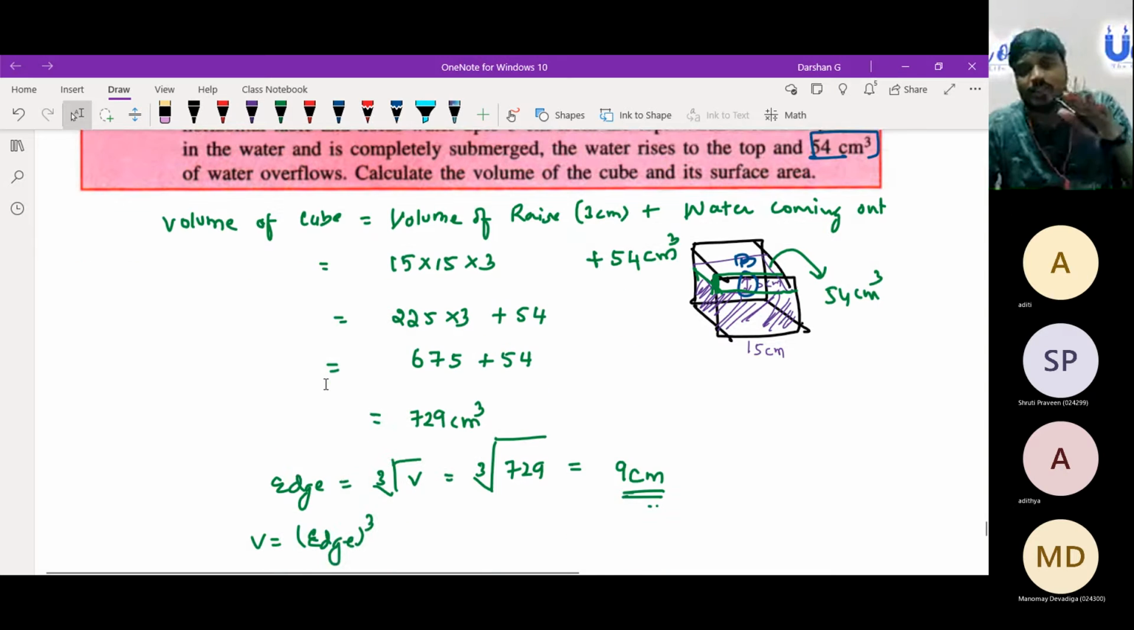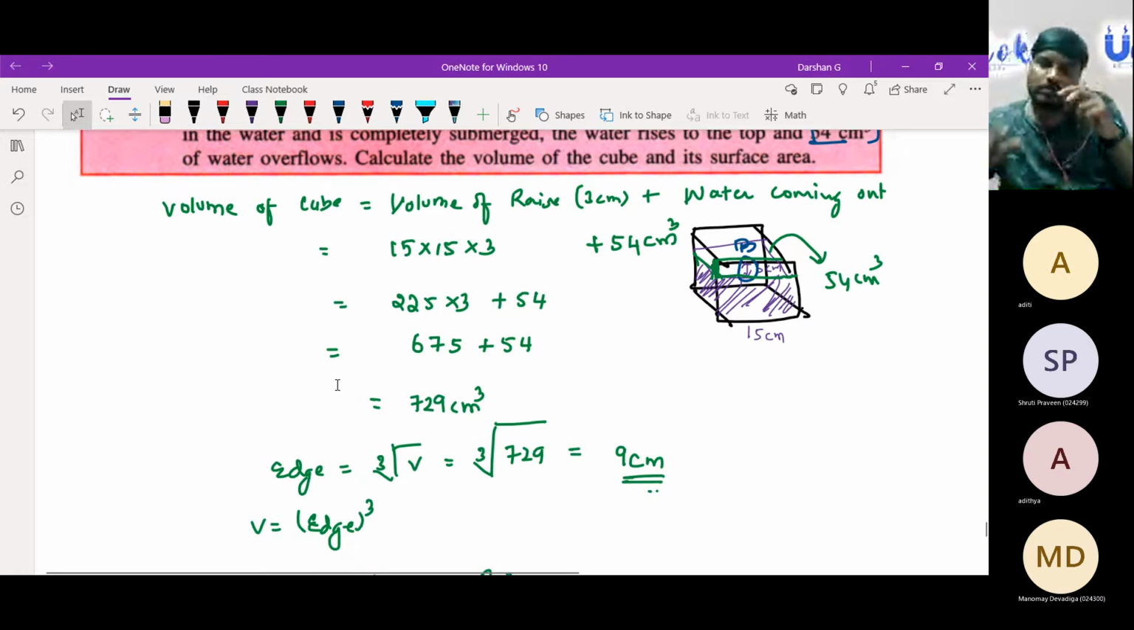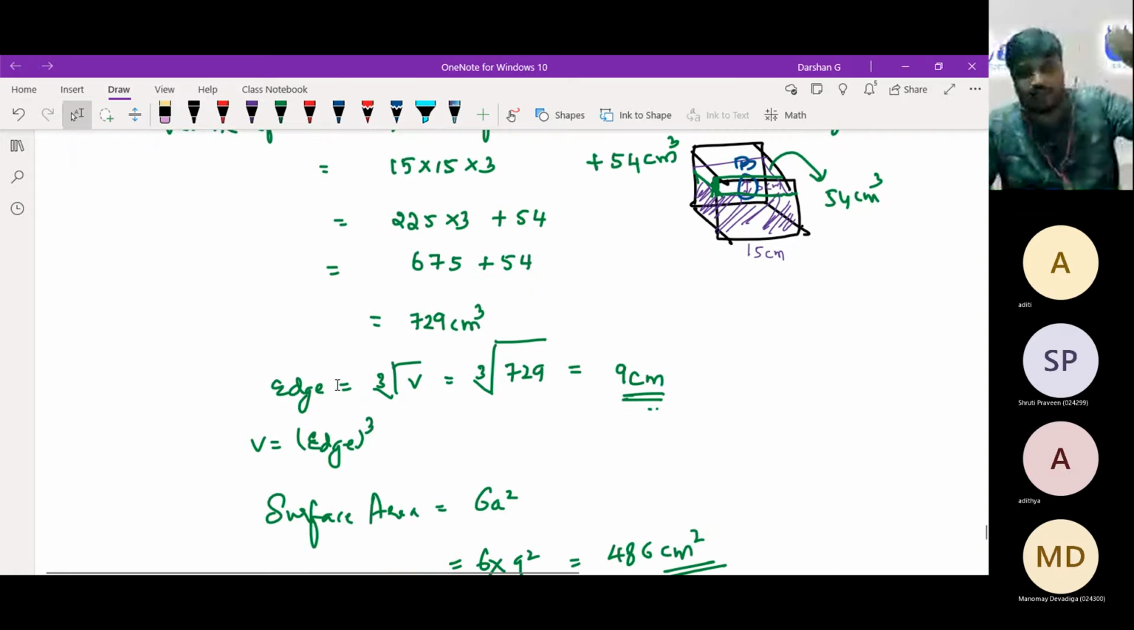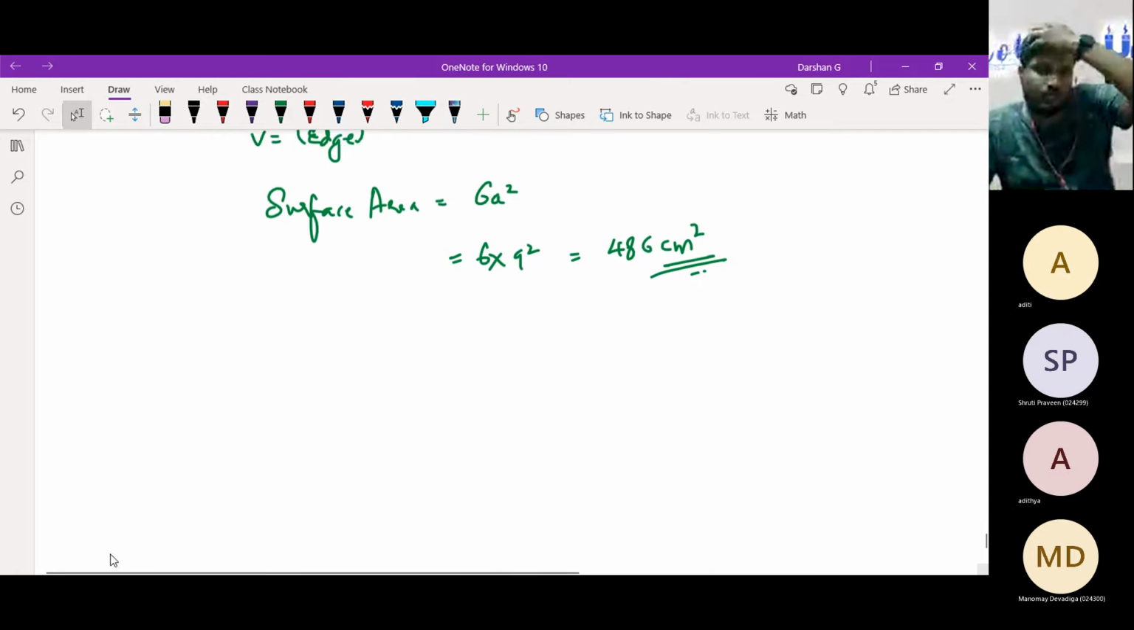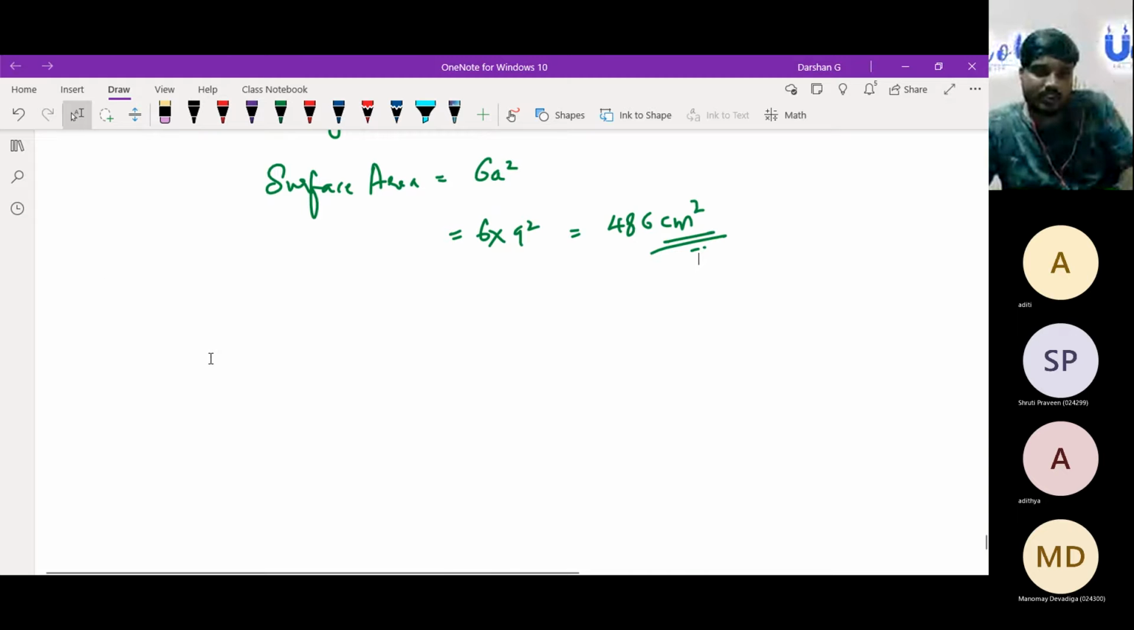One last explanation. So basically you're putting a cube. So that is raising 3 centimeters. So the volume of that 3 centimeter rise plus the water coming out is the volume of the cube. You're finding that, and from that you're finding the surface area and the volume. Very simple. Moving on to the next question, guys.